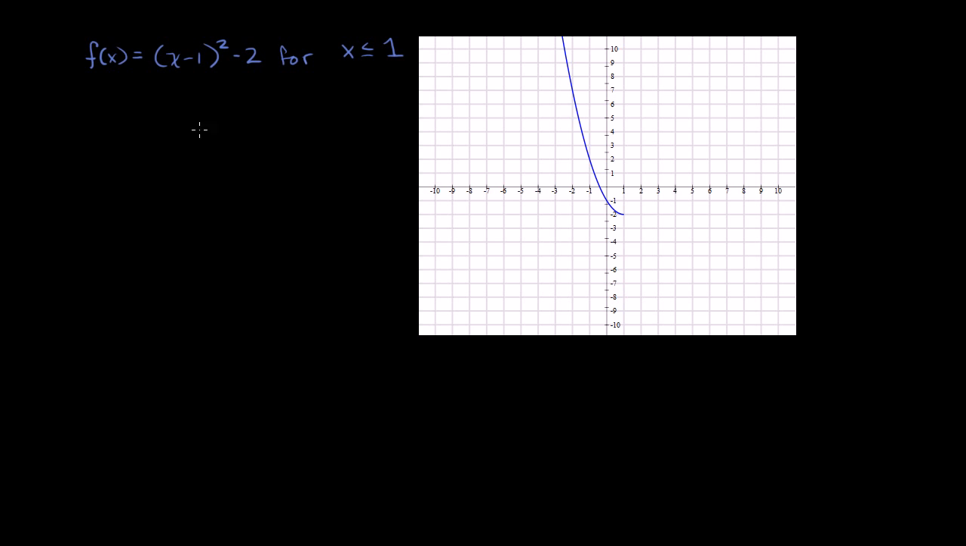A good place to start, let's just set y being equal to f of x. So we could say y is equal to f of x, or we could just write that y is equal to (x minus 1) squared minus 2. We know x is less than or equal to 1. But right now we have y solved for in terms of x. To find the inverse, we're going to want to solve for x in terms of y.